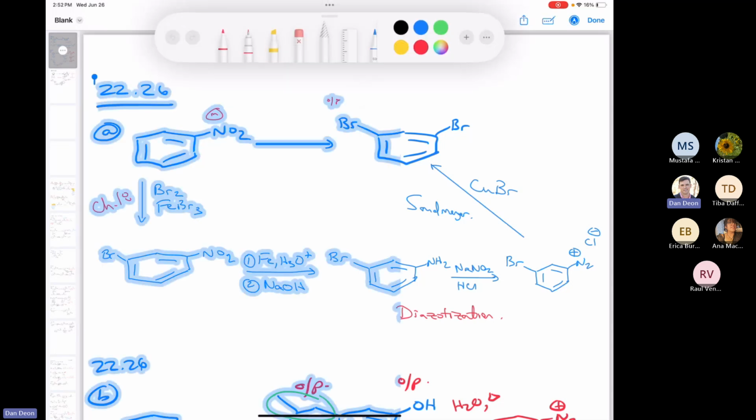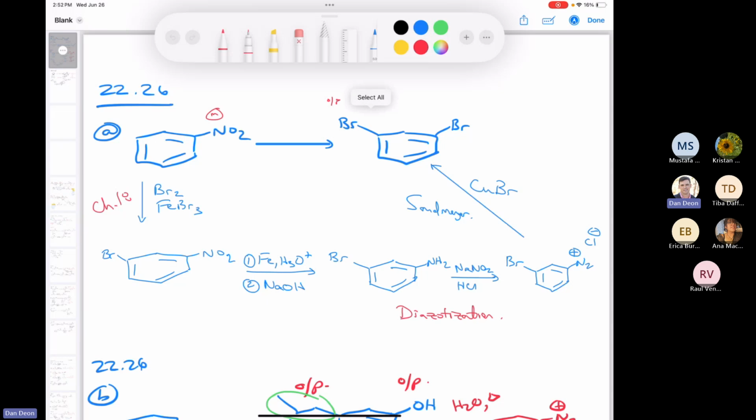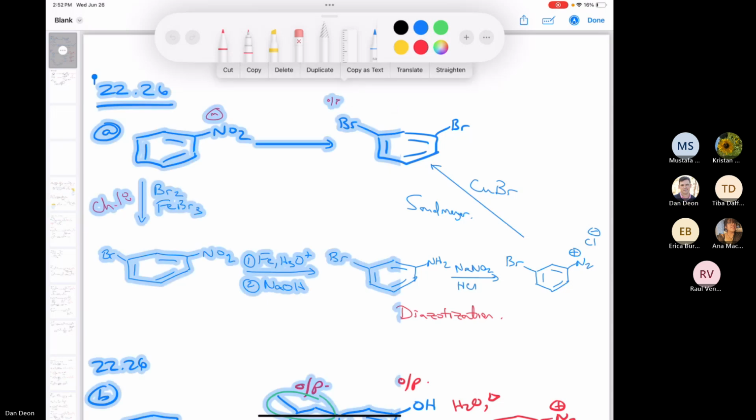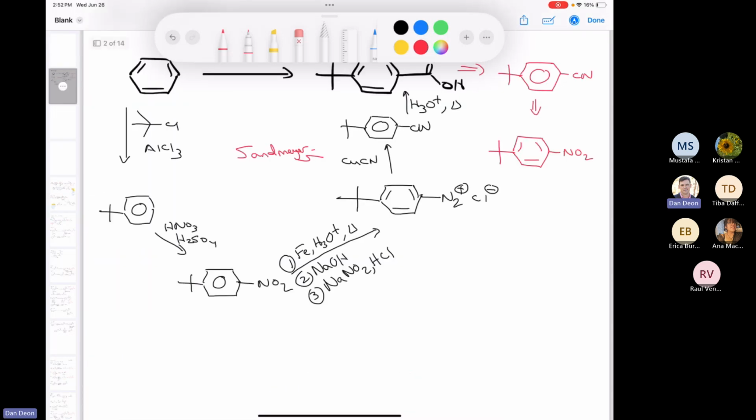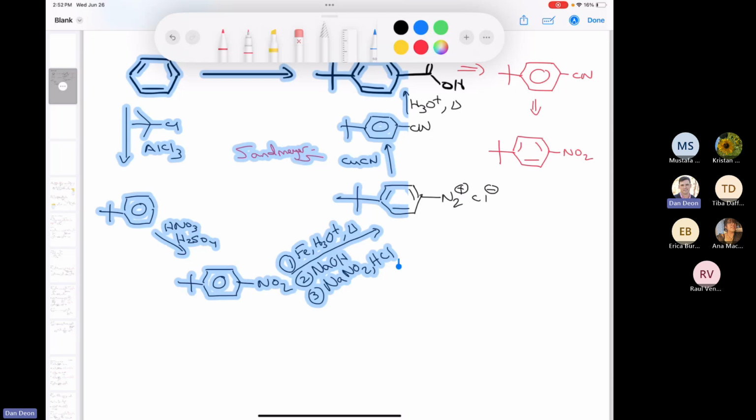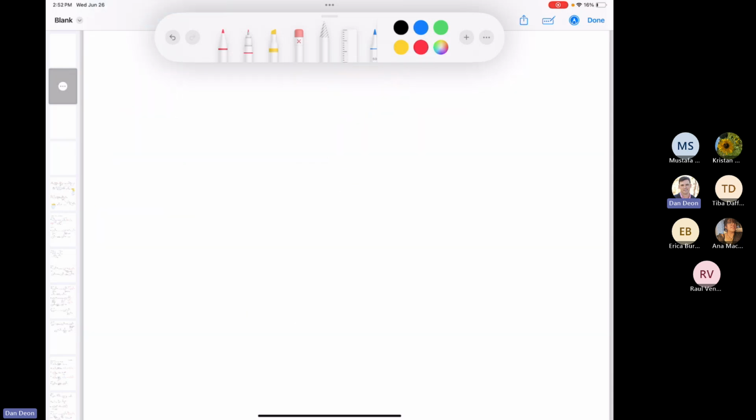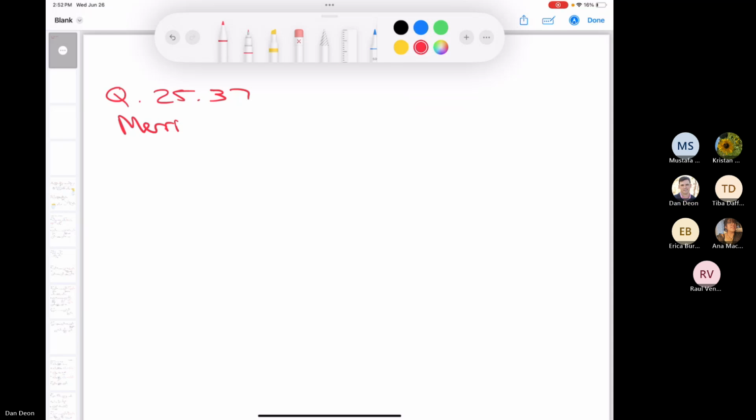Just give me two shakes of a lamb's tail here. So today. All right, just make sure I have enough room. There's our Sandmeyer reactions. Those are near and dear to our heart. Okay, so this is the question, but the bottom line is this is the Merrifield synthesis. Okay, this is what we're talking about here.